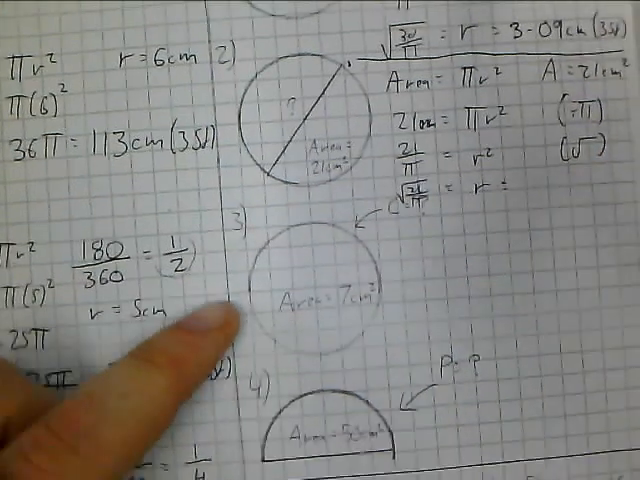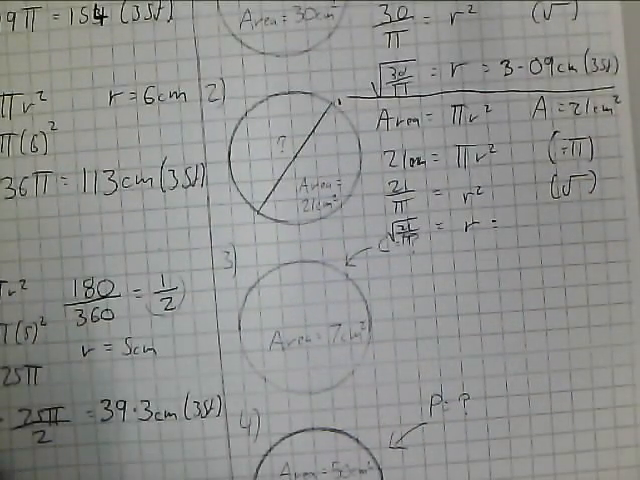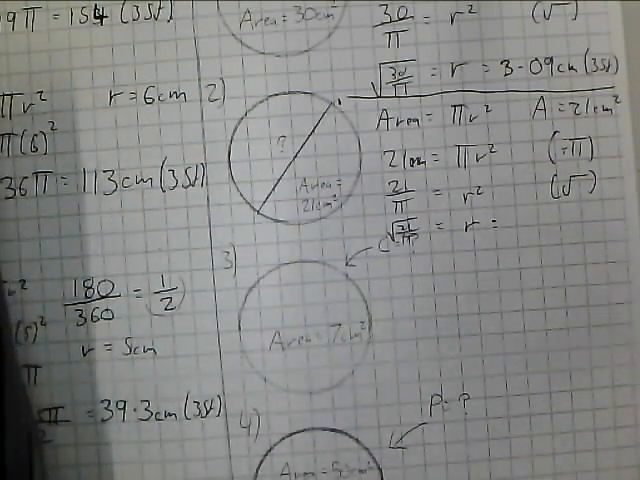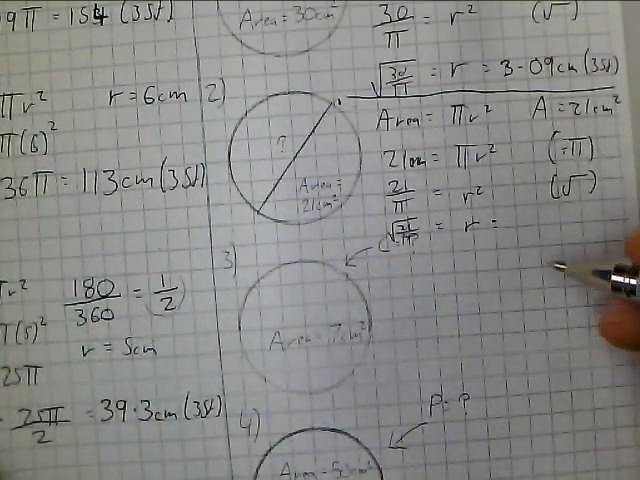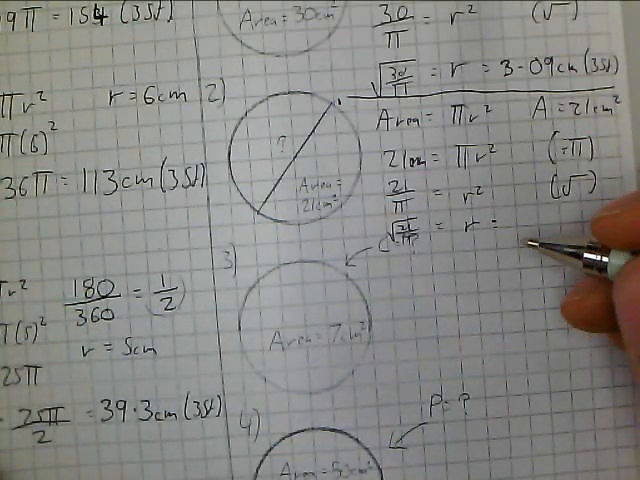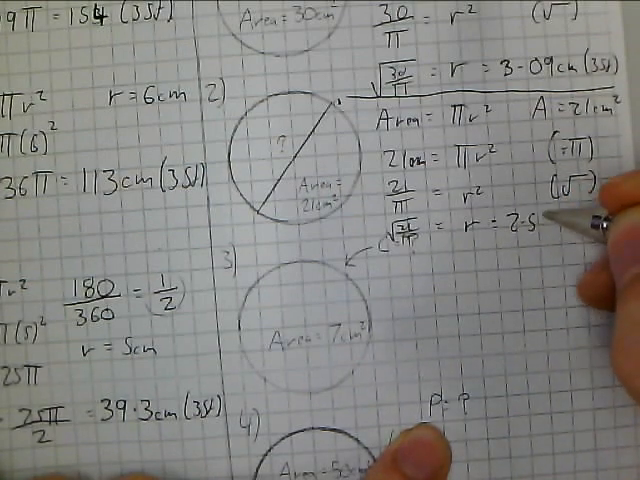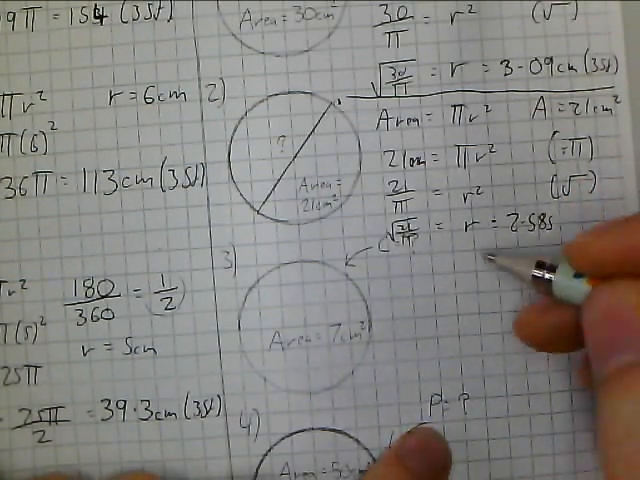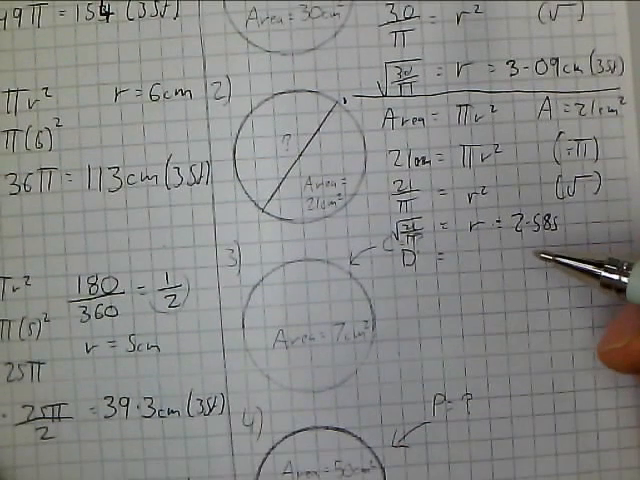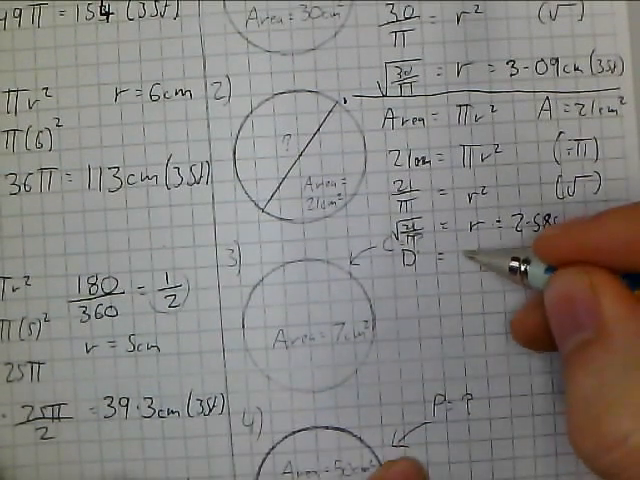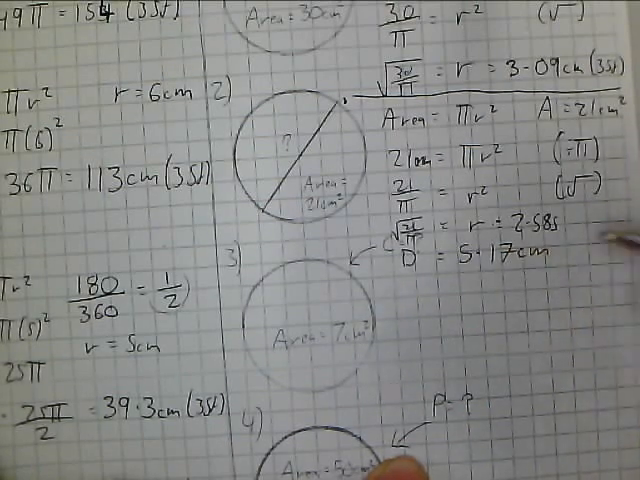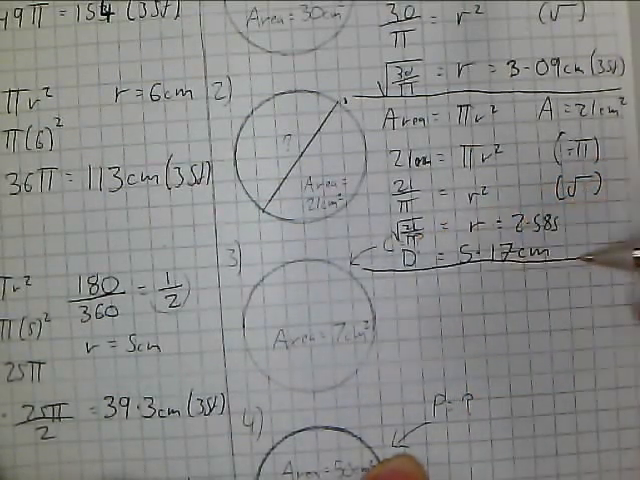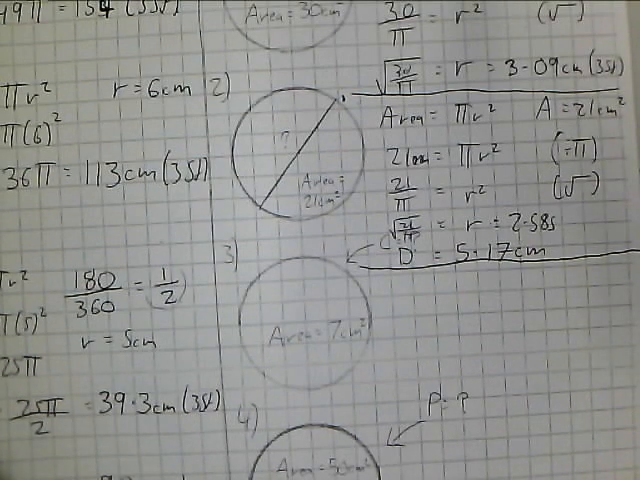So 21 over pi, all square rooted. Okay, it's 2.584, but I want the diameter, so I want to double my answer. Let's just put my first answer down first, so 2.585. So then the diameter must be double that. So 5.17 centimetres. Okay, I'm running out of room a little bit here.